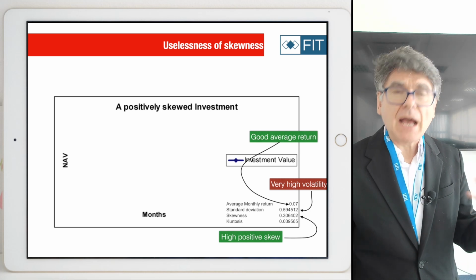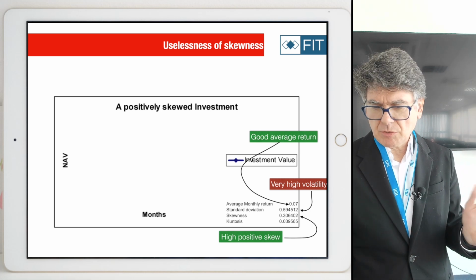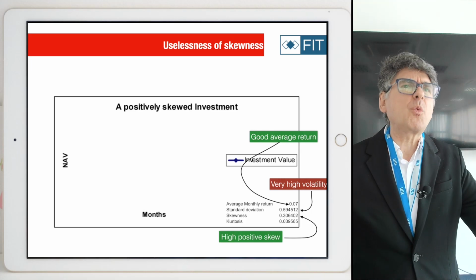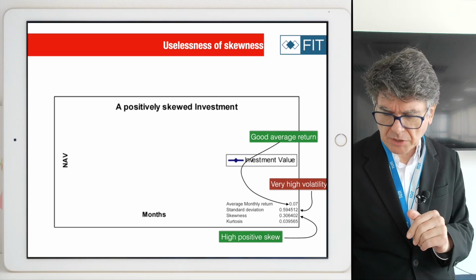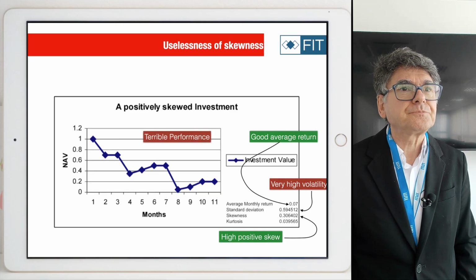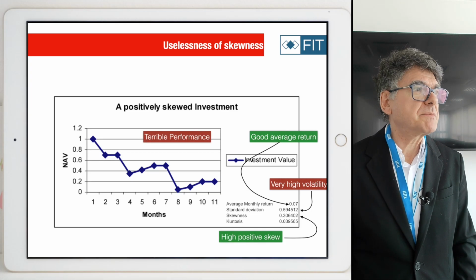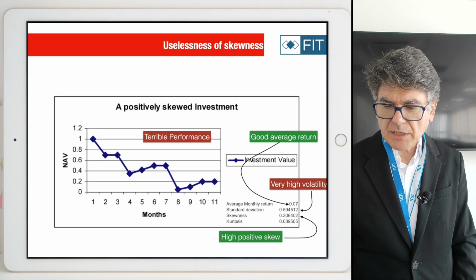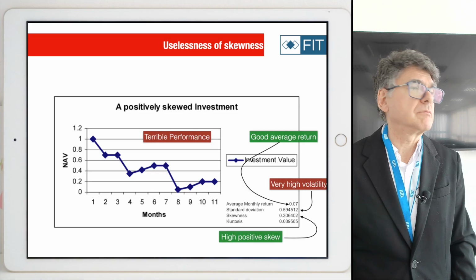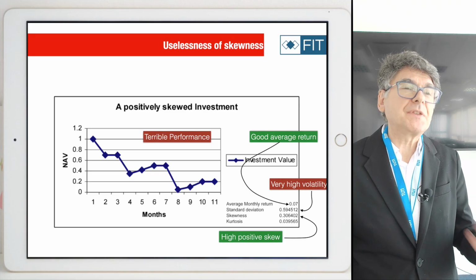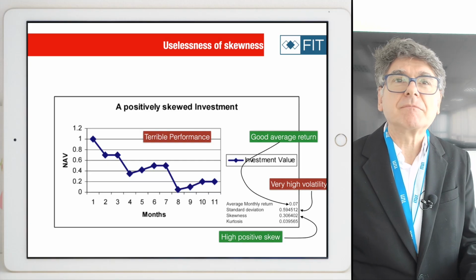And by the way, I cooked my example so that the kurtosis is practically nothing. So not to say there's something weird going on in the tails. No, I don't need that. That's my investment. This investment has 7% average return per month, very high volatility, and very positive skew. I know you're not surprised by that now. This is what I think you've learned today.